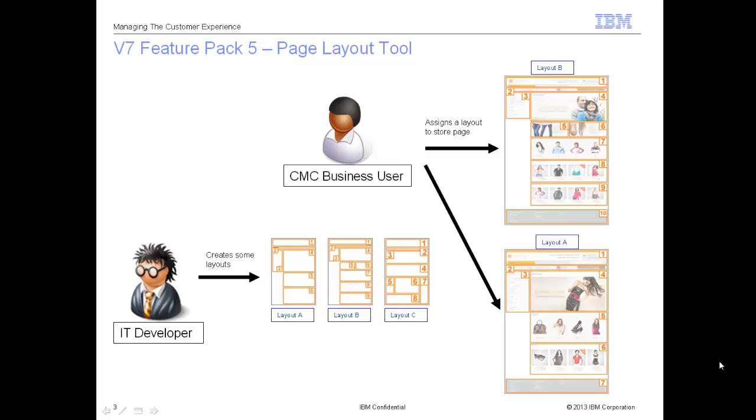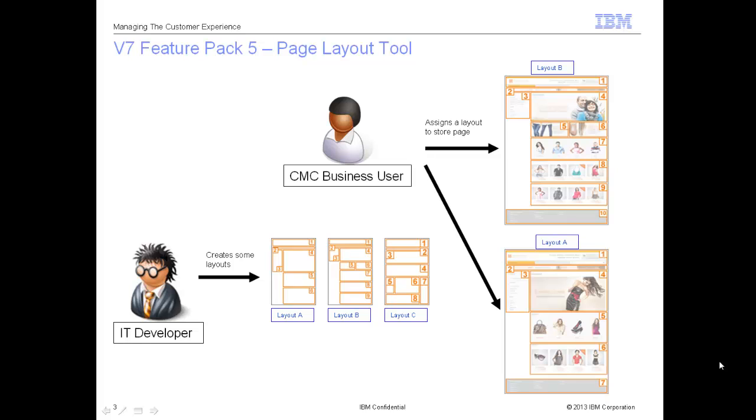But for now, in Feature Pack 5, our phase 1 is to have the IT developer create all these different layouts. In this example, IT created layout A, layout B, and layout C. It's registered in the system so that then the business user could assign any of these layouts to any of the store pages. Example of a store page could be a category page, a product page, or a content or static page.